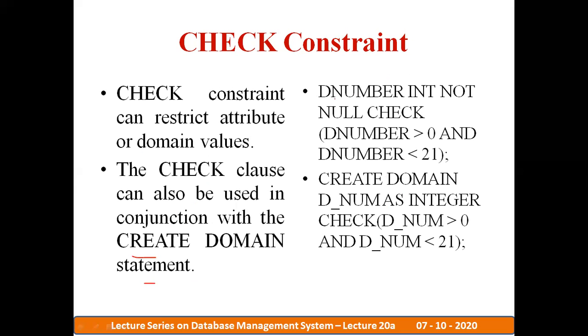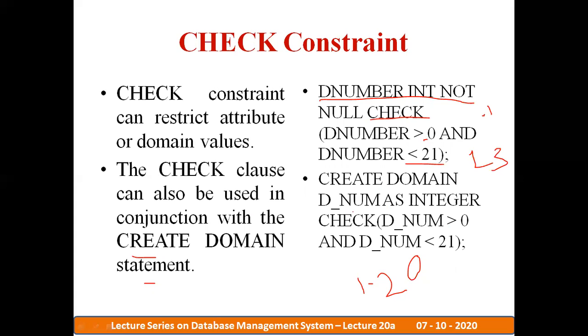As you can see here in this case, the D number data type is integer and it is also NOT NULL. Here I am going to check this: if the department number is greater than 0 and less than 21, only then am I going to add it. Consider that if I insert -1, it will not be inserted. If I insert 23, this value is also not taken. So only the values between 1 and 20 will be considered for the department number. So the check constraint will check the domain of values. Here it is restricting the department numbers to only 1 to 20.